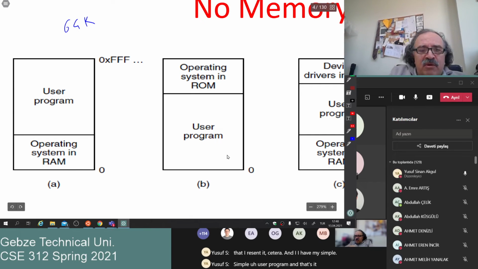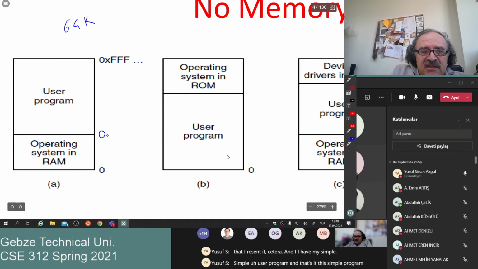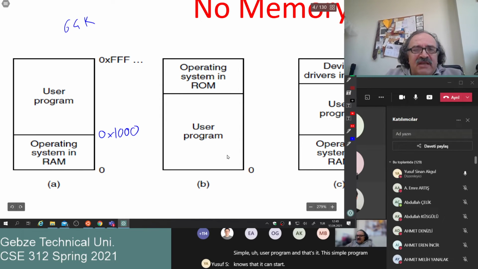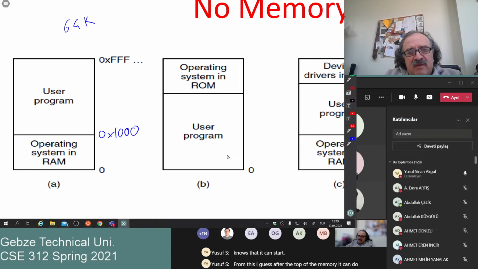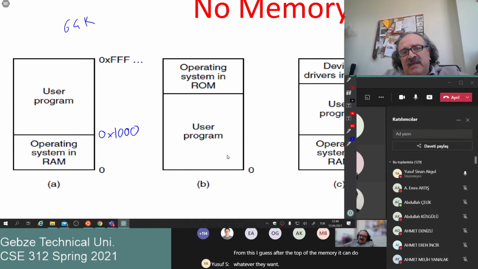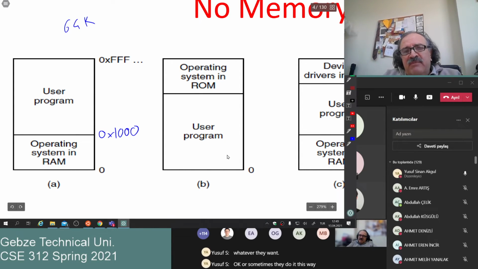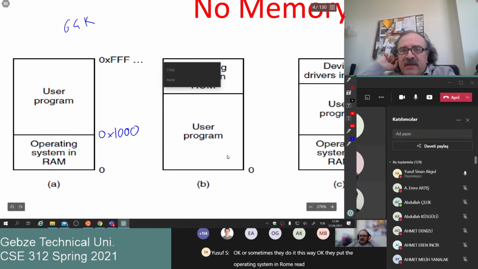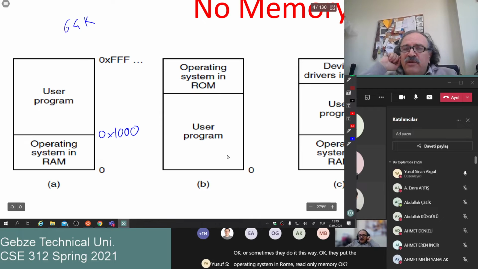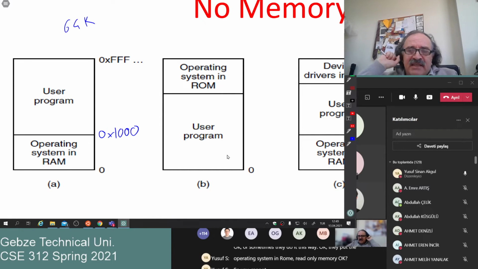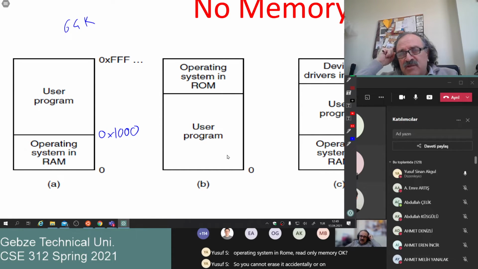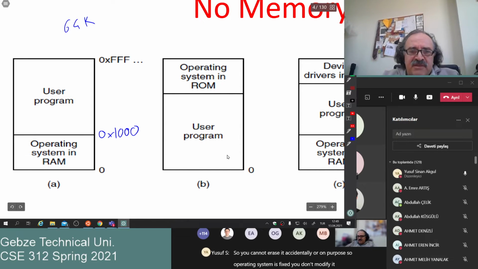This simple program knows that it can start from this address up to the top of the memory. It can do whatever it wants. Or sometimes they do it this way: they put the operating system in ROM, read-only memory, so you cannot erase it accidentally or on purpose. So the operating system is fixed, you don't modify it, and the user program is there.